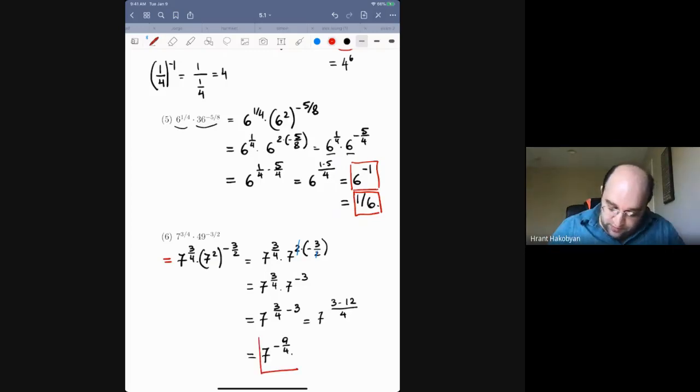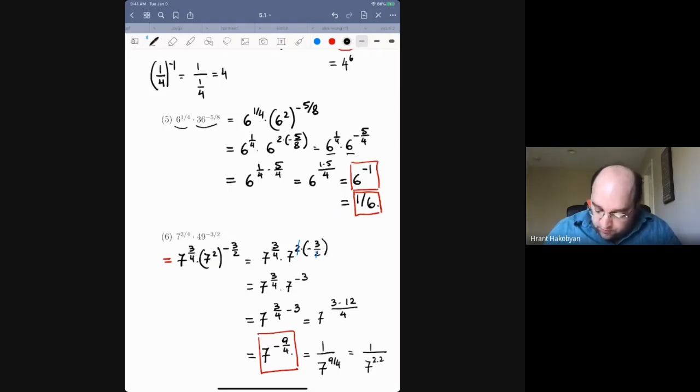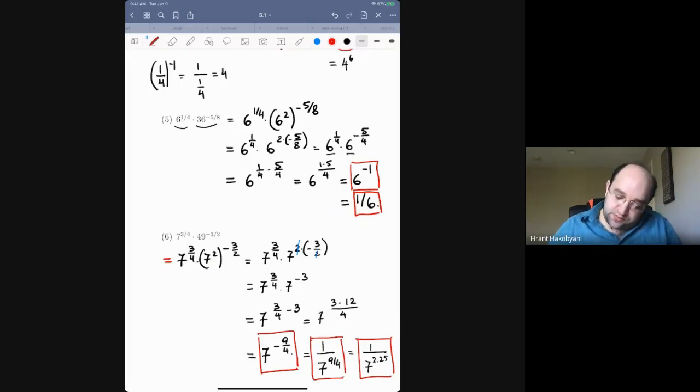So you can leave it like this, or you can write it like this. You can write 1 over 7 to power 9/4, right? And also you can write 1 over 7 to power 2.25. Any of these answers would be okay. Okay, so these are just basic arithmetic problems, just to brush you up on exponents and bases.